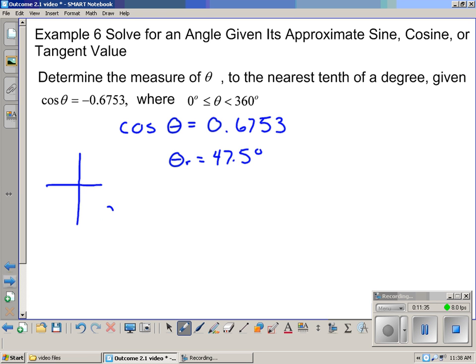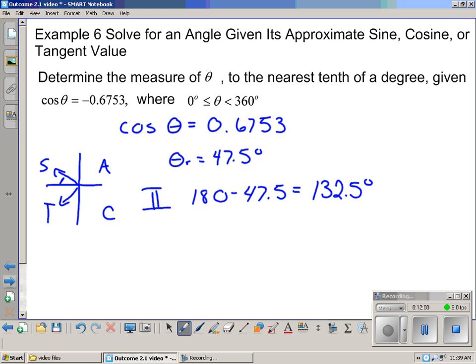If we look at our CAST rule, the only quadrants where cosine is negative is again quadrant 2 and quadrant 3. And so if we're in quadrant 2, remember our reference angle is formed with that x-axis, so we would have 180 minus 47.5, so 132.5 degrees is one possibility. If we're in quadrant 3, we would do 180 plus the 47.5, and we end up with 227.5 degrees. So those are the two possibilities that we can look at.